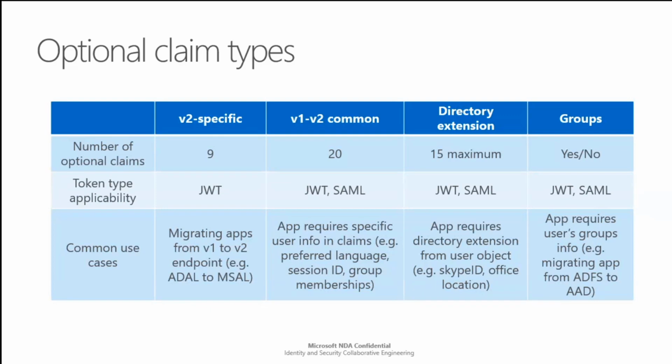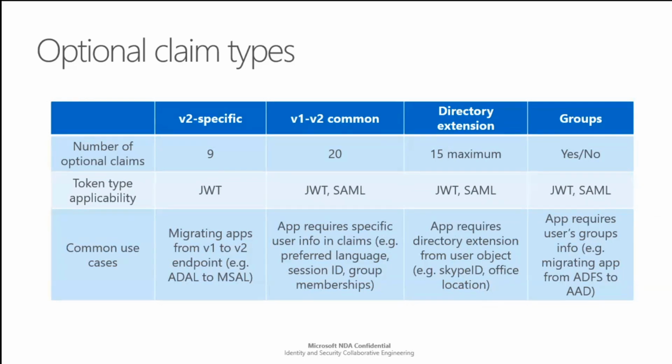The reason I paused to explain that is, as you can see here in this table, there are a bunch of different types of optional claims. There are some in the first column that are V2 specific. All that means is that with V2 tokens, if you use the new app registration experience to register your app, there are 9 optional claims so far that are no longer included. They were included in V1 tokens, but they're not included in V2 tokens.